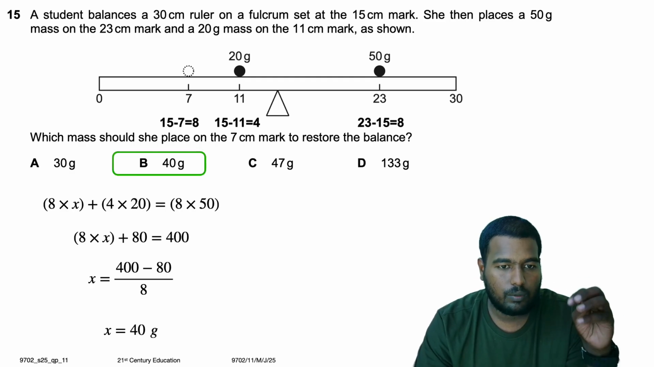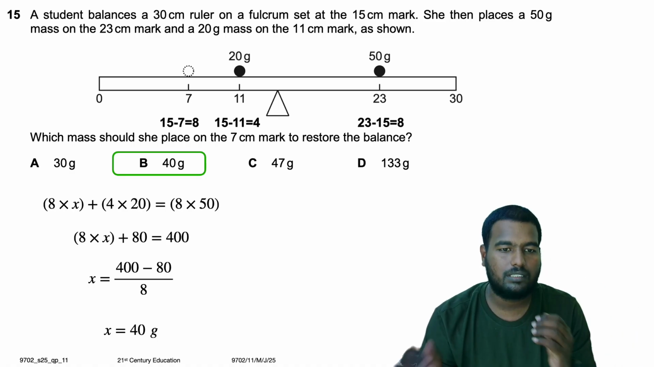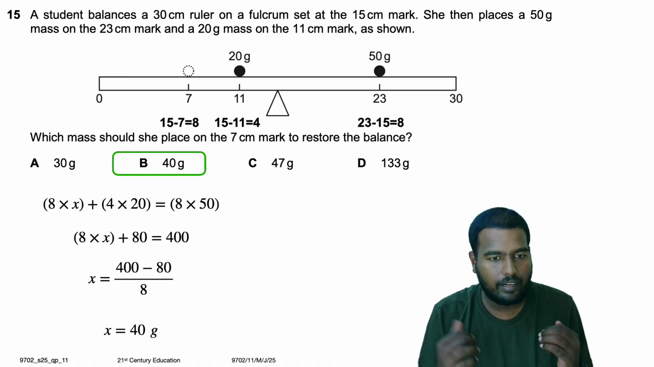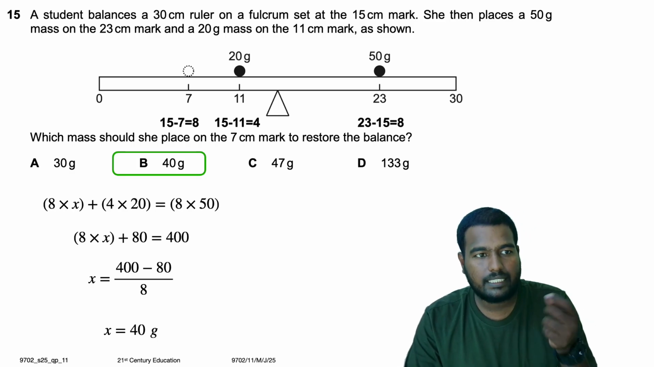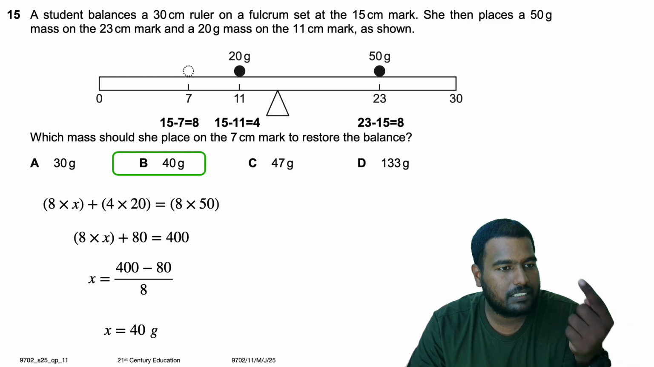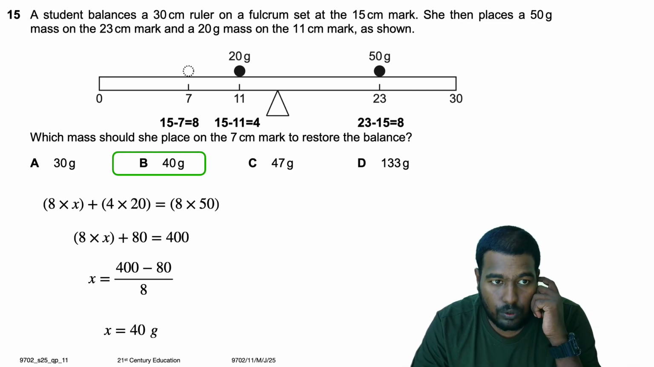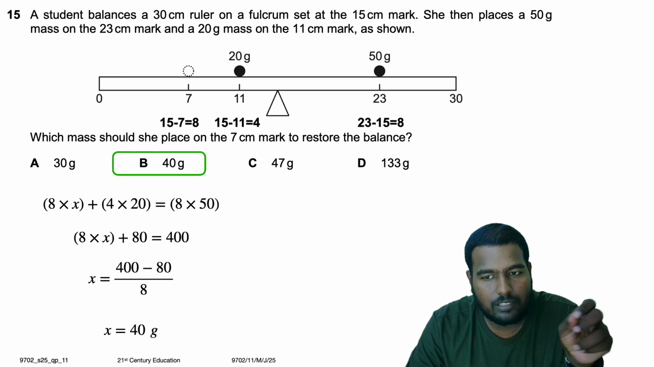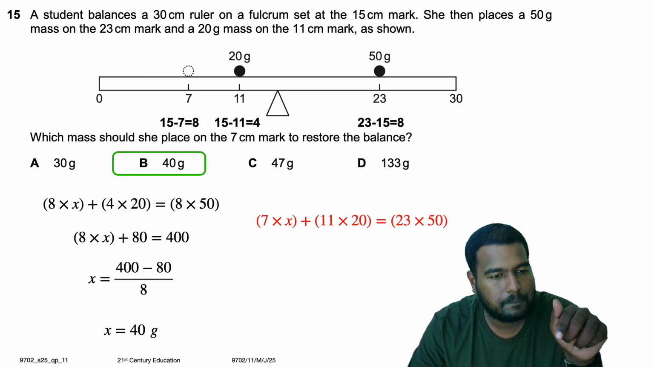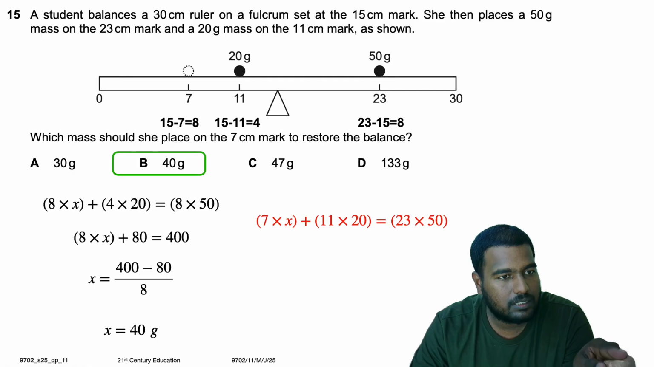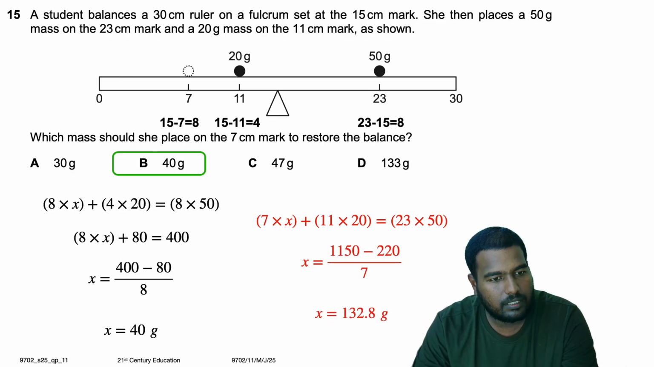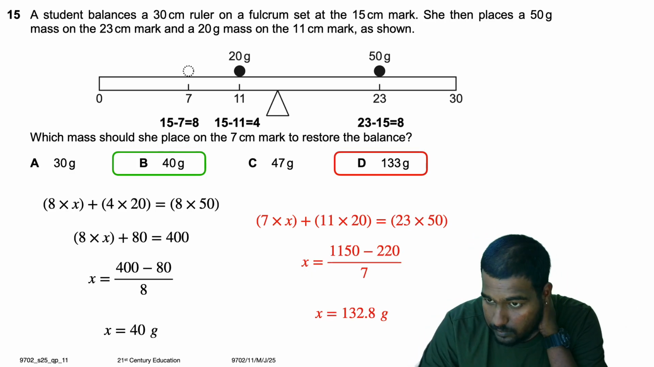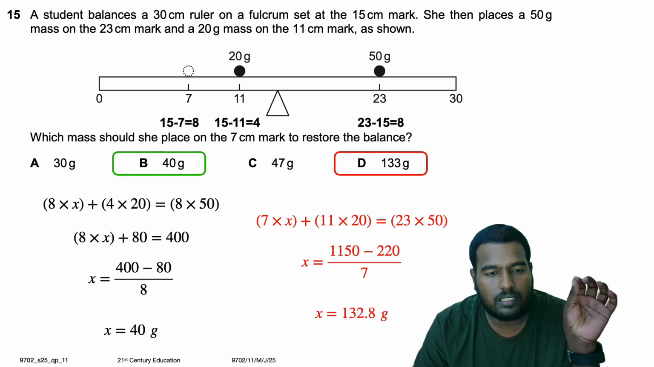You might wonder why force is not considered, only mass, because gravity acts in both directions, the same 9.8 only. So we can cancel that out. No problem. One more thing. If you just take the direct value instead of 15 minus 7, 8, and 15 minus 11, 4, and 23 minus 15, 8, you will get a wrong answer. See, I took 7 into x plus 20 gram mass placed at 11 and 50 gram mass placed at 23. Then you get x is 123. If you round it up to 133, it's a wrong answer. Yeah, those are readings on the scale, not distances from the pivot.